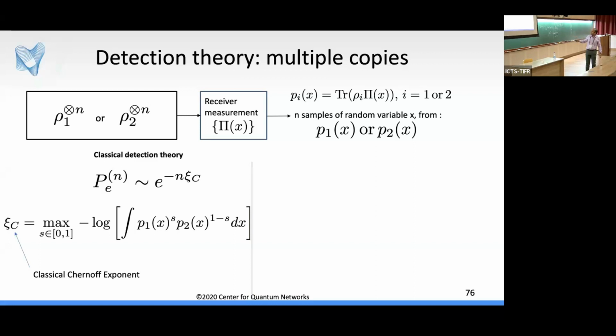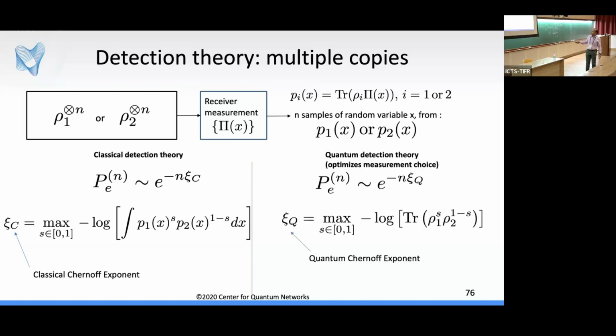So for that, there is something called the Chernoff exponent. You can write the probability of error as e to the minus n times this Chernoff exponent. The Chernoff exponent is given by that formula. If I don't design a measurement, if I don't pre-select a measurement, and I ask, what is the best quantum measurement I could use on these n copies of either rho 1 or rho 2 that minimizes the probability of error, you can write the probability of error as e to the minus n xi q, where xi q is the quantum Chernoff exponent, which is given by that formula.